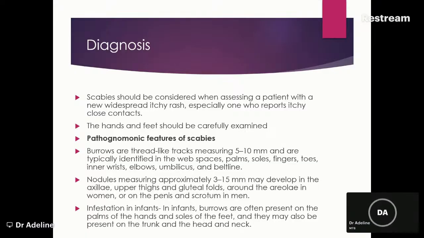In infestation in infants, usually the burrows are present on the palms of the hands and soles of the feet. They can sometimes also be seen on the trunk, head, and neck. So when someone comes with suspicion of scabies, burrows are the pathognomonic feature that we should be looking out for.